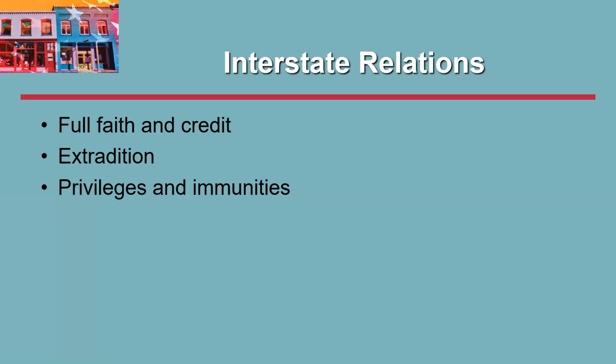Extradition has to do with returning fugitives from justice back to the states where they are wanted for trial. And privileges and immunities means that the citizens of each state have the same rights as citizens of every other state. It basically means that states cannot discriminate against out-of-staters. Although what constitutes discrimination is a matter of some debate. For instance, the courts have found that public universities may charge higher tuition to out-of-state students without violating this privileges and immunities clause.